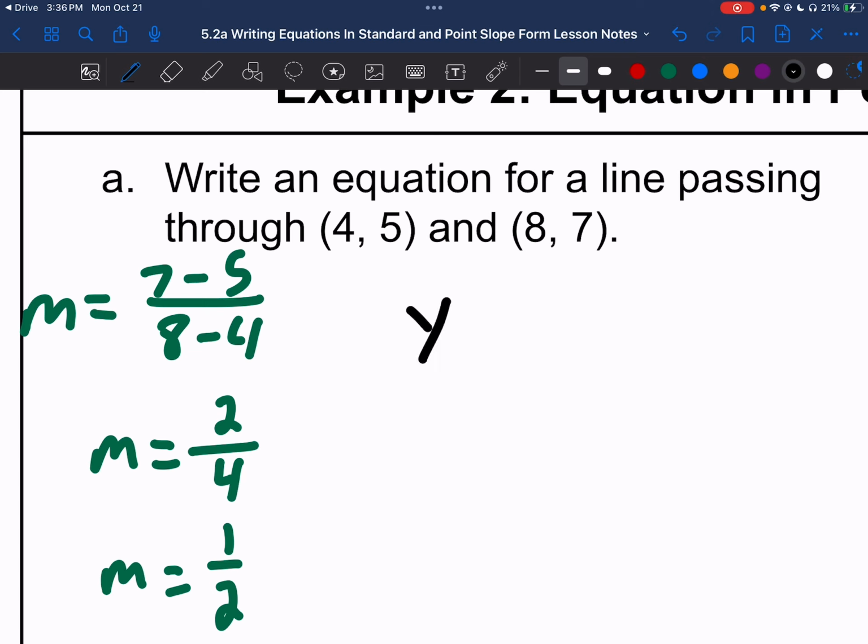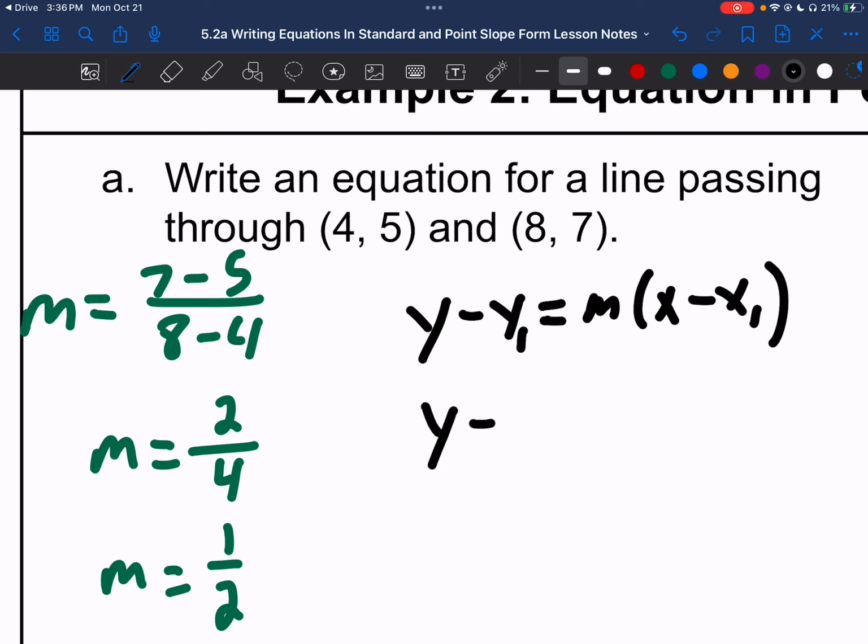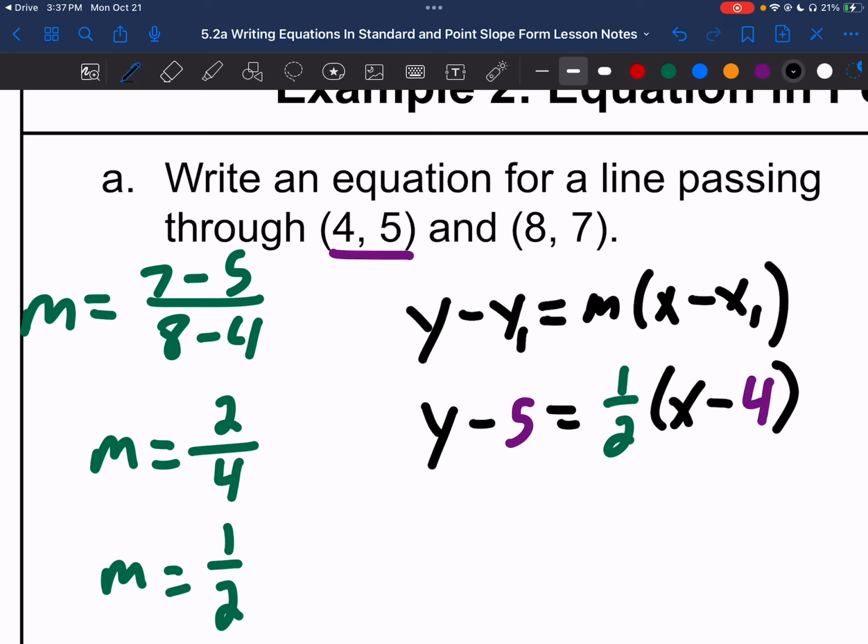So now we write that into our generic form. y minus y1 is equal to m times x minus x1. Now, you might be asking yourself, Mr. Boland, which of these points do I need to use? Well, it doesn't really matter, as long as you're consistent with it, and I'm going to just say I'll pick the first one. So we have y minus 5 is equal to our slope 1/2 times x minus, and we need to use our x value, 4. So as long as you are consistent with which point you are using and you're only using one ordered pair, you will be correct.